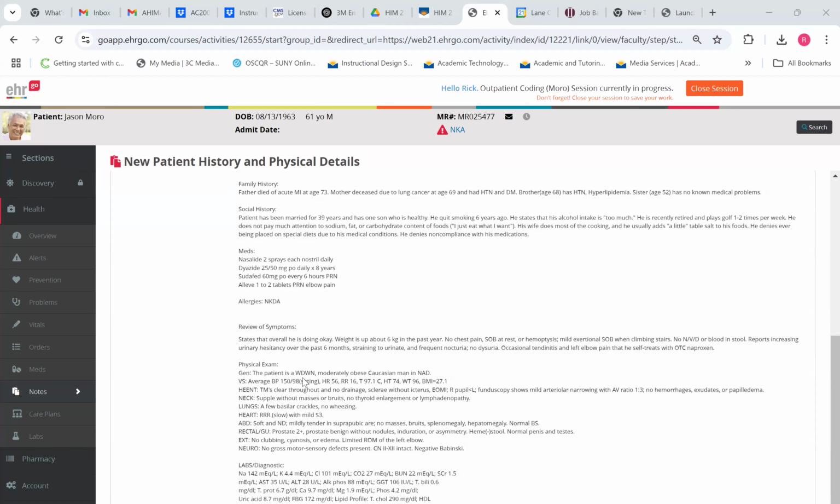General: patient is a well-developed, well-nourished, moderately obese Caucasian man in no acute distress. His blood pressure is 150/98. That would meet the criteria for hypertension. His BMI is given, so we're going to code that per the tabular and the coding guidelines. It's given here at 27.1.